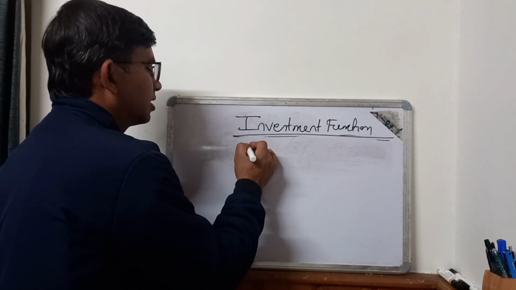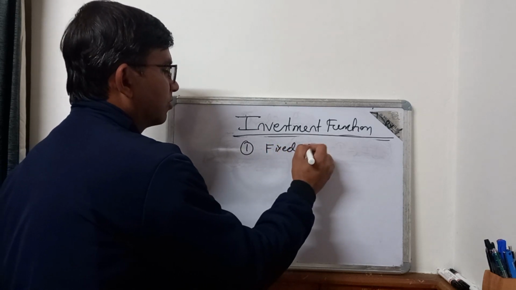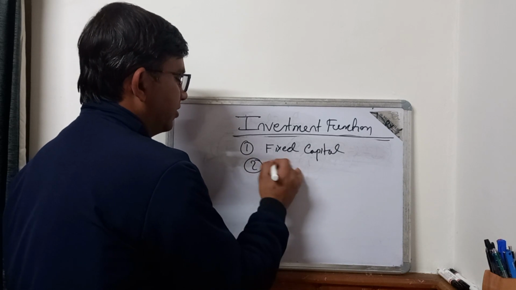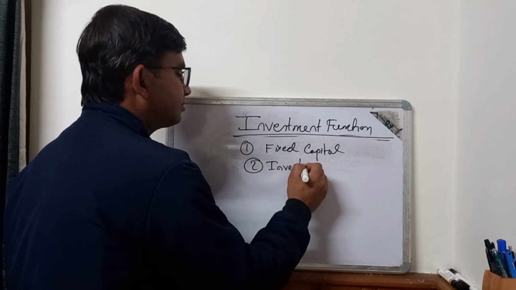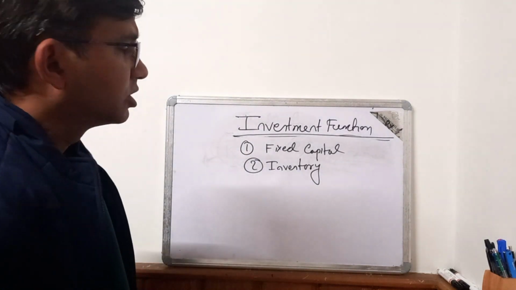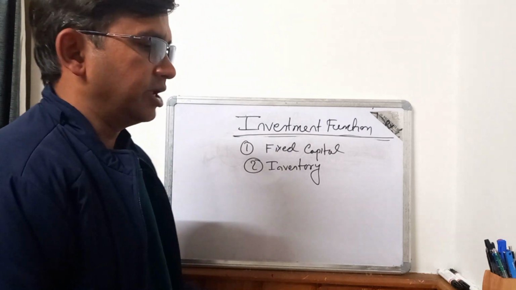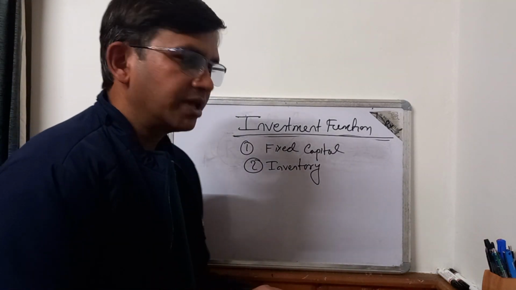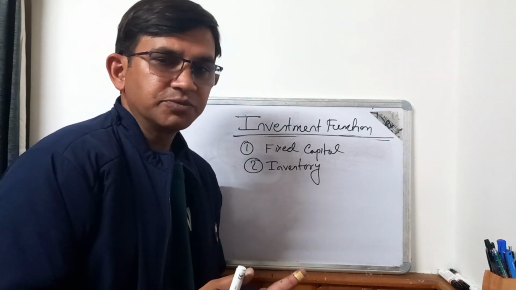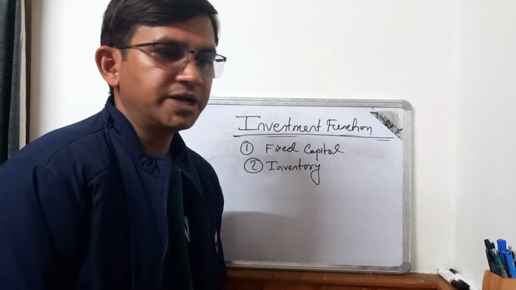And we know that there are two types of investment. Number one is the investment on fixed capital, and number two is the inventory investment. Inventory is mainly related to stock adjustment. So here we'll consider mainly fixed capital, and we will determine the relationship between the investment and the rate of interest by a neoclassical type cost benefit analysis.